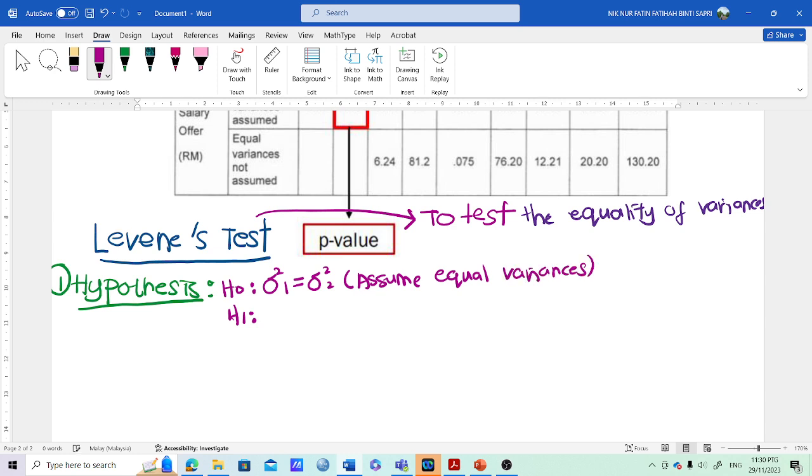For the alternative hypothesis, the population variance of group 1 is unequal to the population variance of group 2. So this one assumes unequal variances.